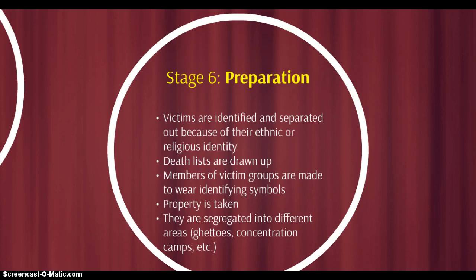The 6th stage is preparation. Victims are now identified and separated out because of their ethnic or religious identity. Death lists are drawn up. Members of victim groups are forced to wear identifying symbols. Their property is taken from them and they are often segregated into slum-type areas like ghettos or into concentration camps such as in the Holocaust. Or they are confined into a famine-struck region and starved. At this stage, a genocide emergency must be declared.